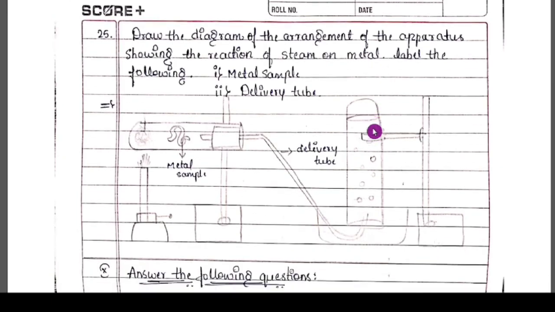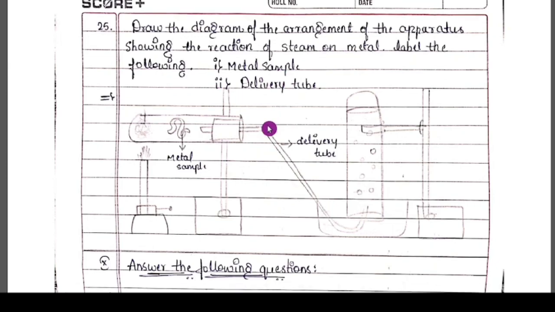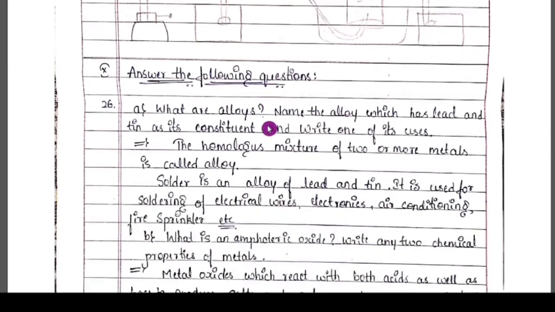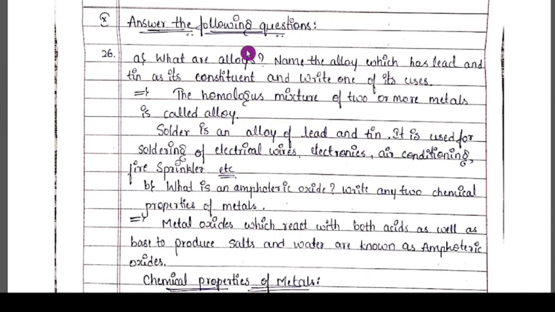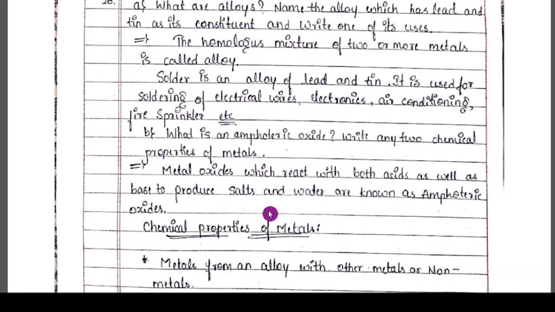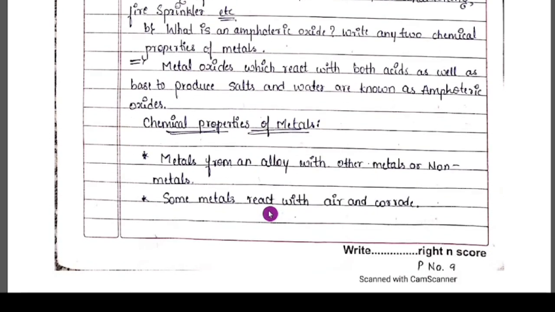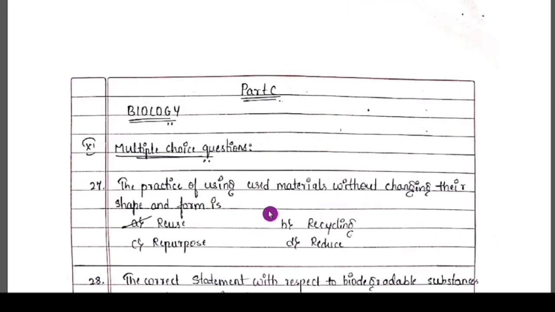Next one, 25th question, draw the diagram of the arrangement of the apparatus showing the steam on metal, and label the following. Here metal sample and delivery tube you have to draw. Diagrams are a must, so you practice them. Then 10th main, answer the following question. Here I have given the questions, because I am not going to explain, I am just showing them.